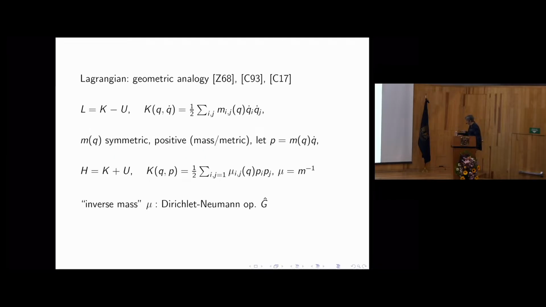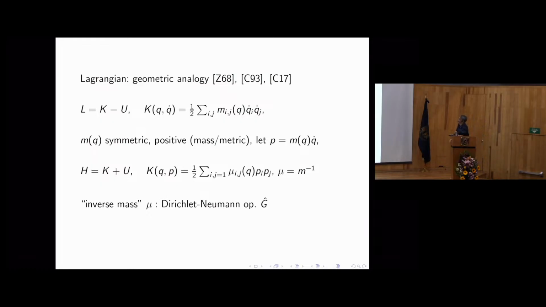There is an interesting mechanical analogy with the Zakharov theory, namely the water wave system has this form, as I said, and the kinetic energy is basically something that's quadratic in velocities and has a mass matrix that depends on the position. Or you may want to interpret this as a Riemannian metric, where this mass matrix is symmetric and positive.